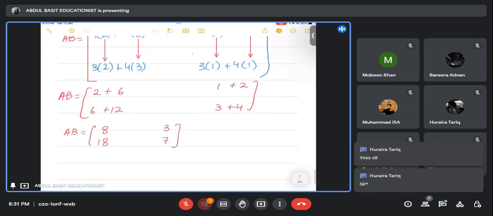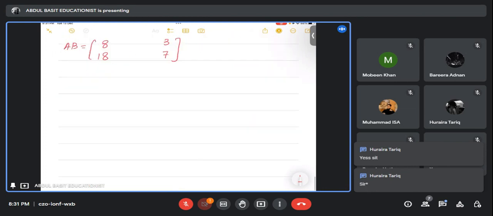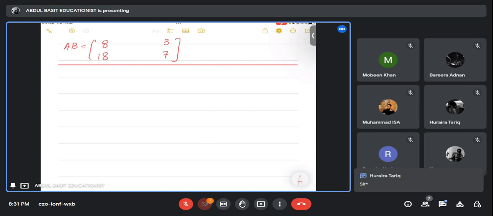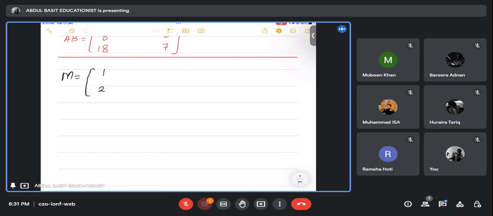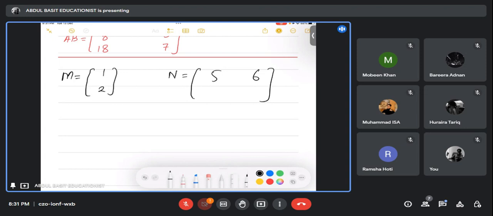Okay, for example, let me solve one more question so that you can revise, and the video is already in recording process, so you can watch the video again. So for example, let me write matrix M, and this is 1, 2, and this is N, and the matrix N is 5 and 6. Okay, as I can see, if the question is MN, what is the meaning of MN? Multiplication or addition?